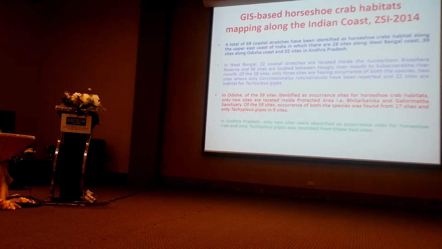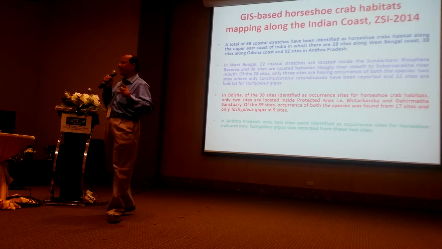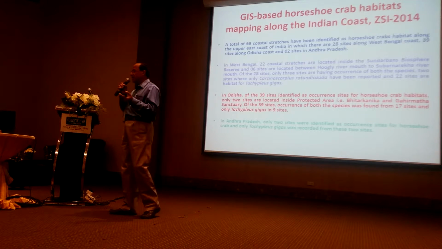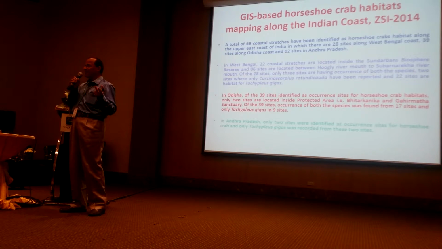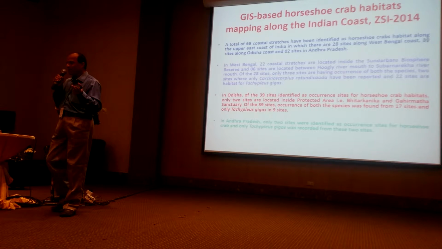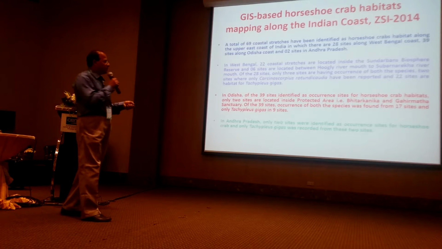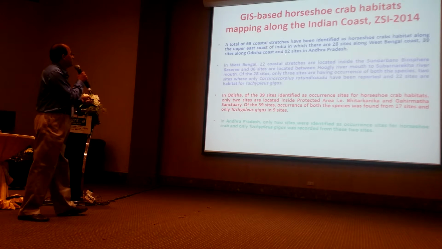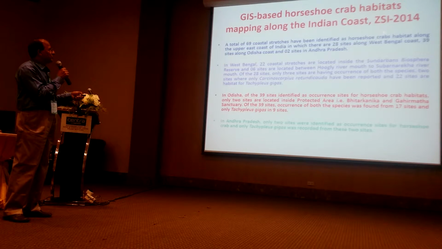ZSI, the Zoological Survey of India, did a lot of work, but whatever information is available, one case or 5 cases reported, or somebody went somewhere for a visit and came across a horseshoe crab, these are only a few reports. Based on those reports, they went for a geospatial information system investigation, and out of that, they mapped it like this. A total of 69 coastal stretches have been identified as Asian horseshoe crab habitat along the upper coast of India, in which there are 28 sites on the West Bengal coast, 39 sites on the Odisha coast, and 2 sites in Andhra Pradesh.